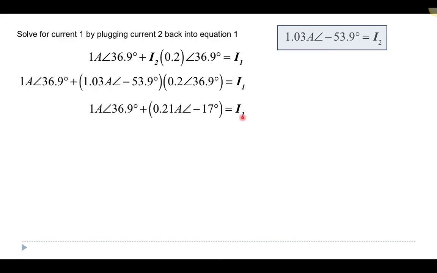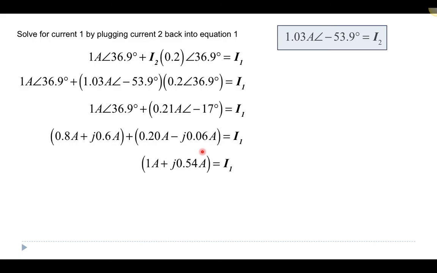Now my goal is to figure out the current, so I need to add these two numbers together, which means I need to convert them back into their rectangular form. And so I have each in their rectangular form, and now I can add them together. And then finally I can convert that back into polar form. And I find that my current in the first loop is 1.13 amps with a phase angle of 28.4.